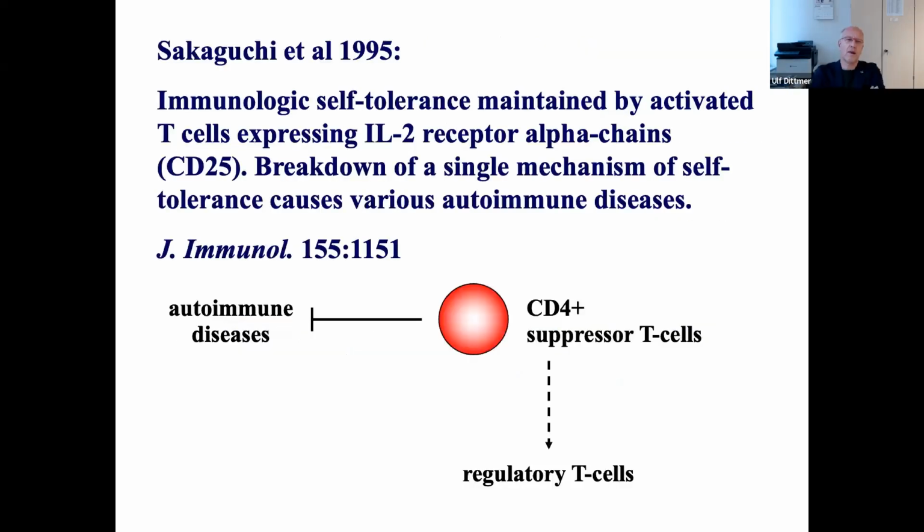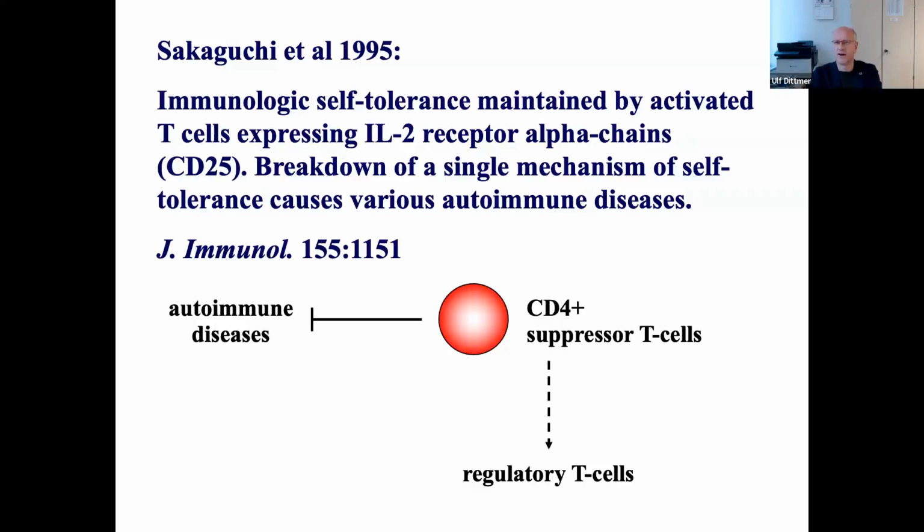And one person who was still working on those was Shimon Sakaguchi in Japan. And he published in 1995 a groundbreaking paper that changed the field again completely. And he showed that there's a special population, in his work not CD8 positive T cells, but CD4 positive T cells that can suppress effector T cell responses.